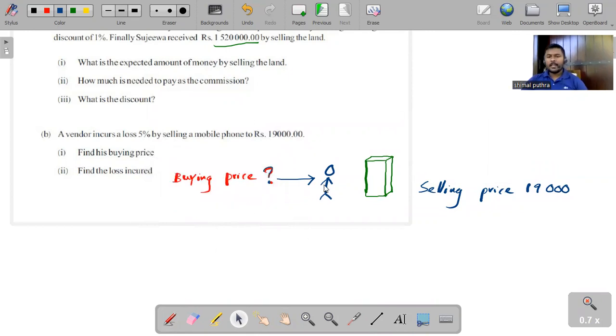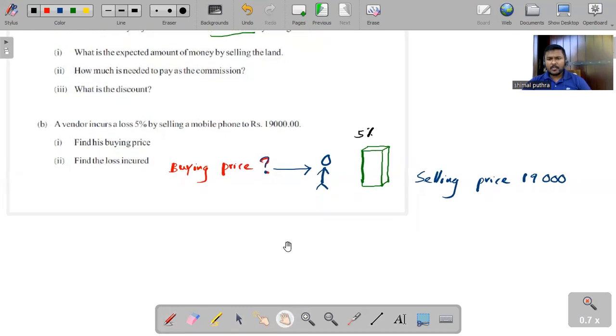Okay, there is a businessman. He bought this phone. We don't know what that exact value is. And he sold this phone for 19,000. But they mentioned this is not a profitable business. He lost 5% from this business. They asked what is the selling price.